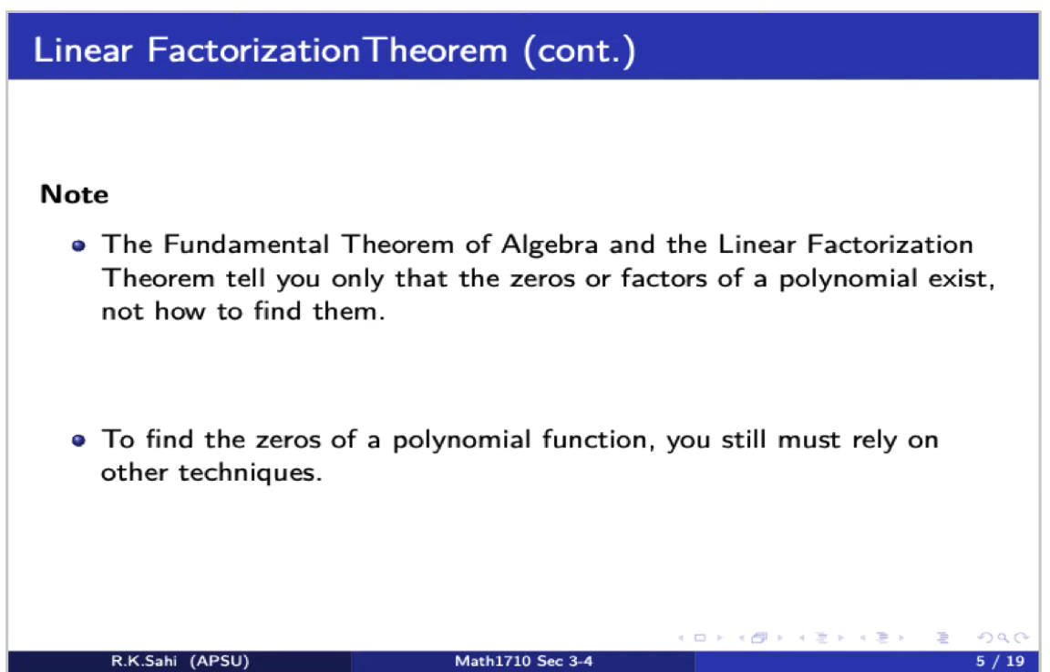Now when we talk about these two important theorems, the fundamental theorem of algebra and linear factorization, they only tell us that the zeros or the factors of a polynomial exist. That's important. They say, if this function is a polynomial, it is going to have a zero or a factor. That means they are giving us the existence of them, but they do not tell us how to find them. So in order to find these zeros of a polynomial, we are going to rely on other techniques. So let's start with very simple examples about the zeros of polynomials.